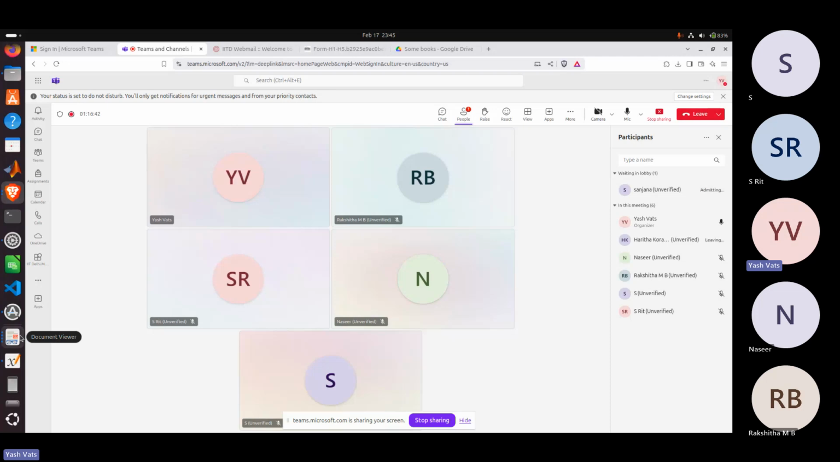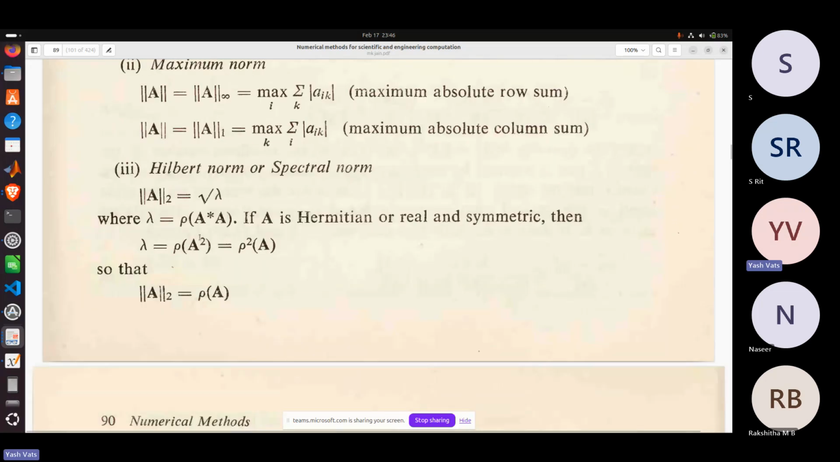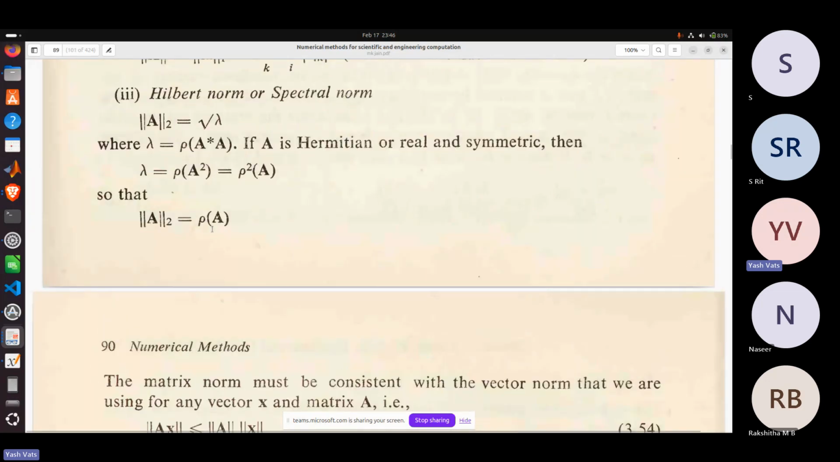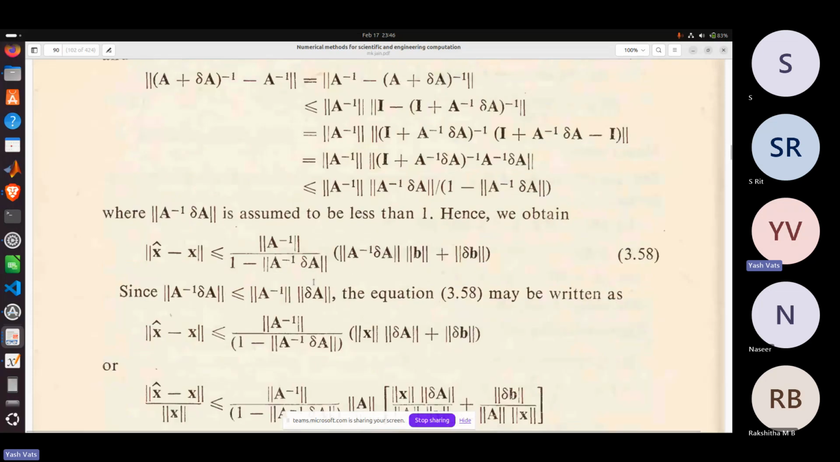Okay, so you can easily calculate the absolute row sum, column sum and all. So what is the Hilbert norm or spectral norm? The Hilbert norm is the square root of rho, where rho is the maximum eigenvalue of A star A, I think.